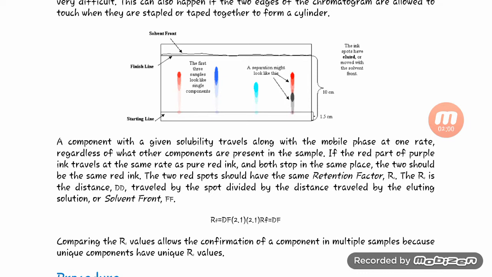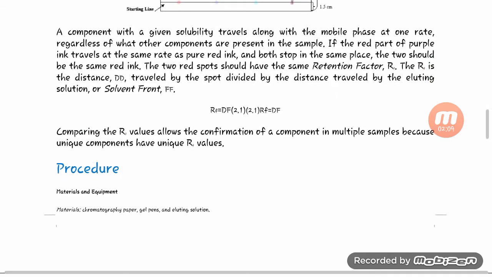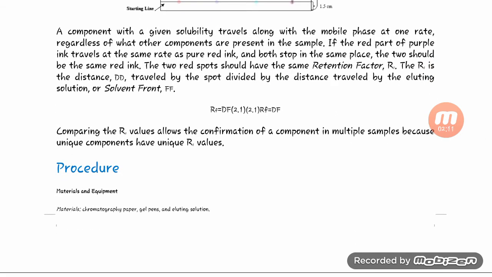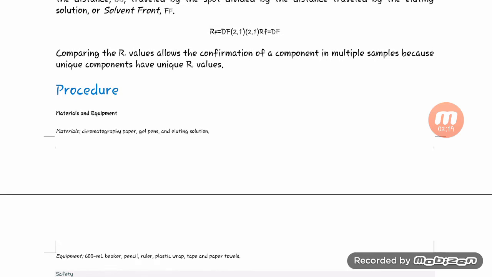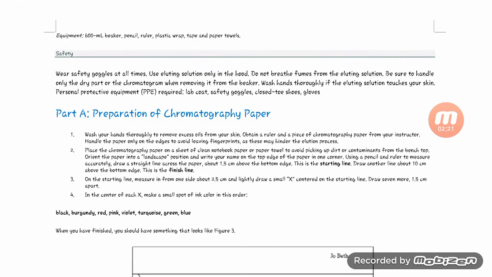The Rf is the distance traveled by the spot divided by the distance traveled by the eluting solution, the solvent front. Comparing the Rf values allows the confirmation of a component in multiple samples because a unique component has a unique Rf value. So let's see the procedure.